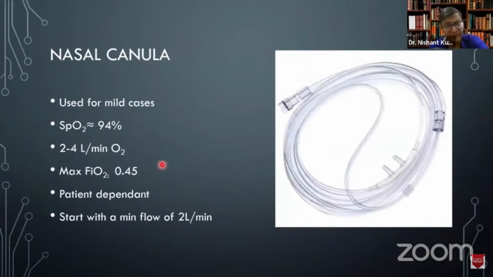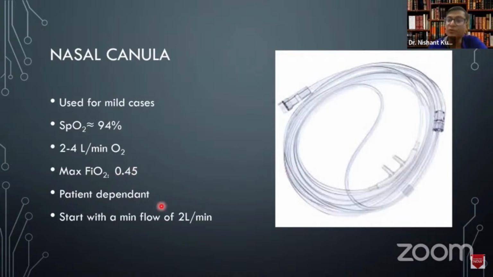Normally, you can go up to 6 liters as the maximum flow, but we usually keep it at 2 to 4 liters because 6 liters or above will be uncomfortable to the patient. Now, this can deliver a higher FiO2 than the simple face mask. You can go up to 0.45 FiO2, but the mouth has to be closed. And again, it is patient dependent.